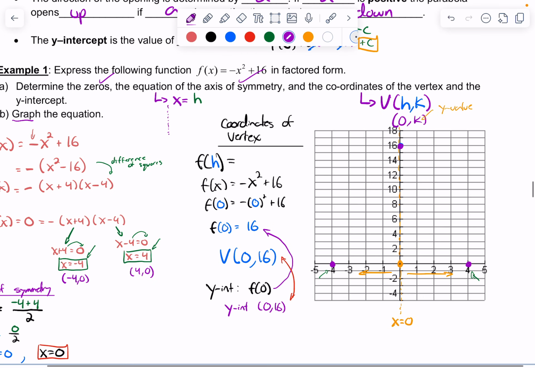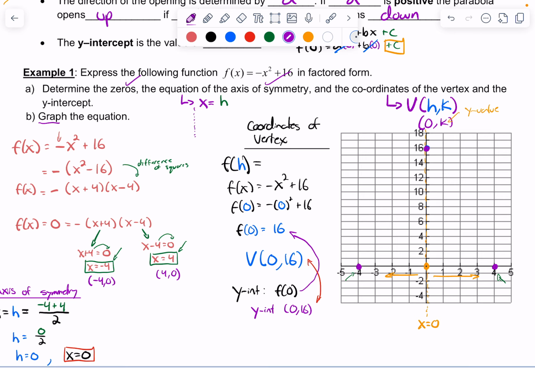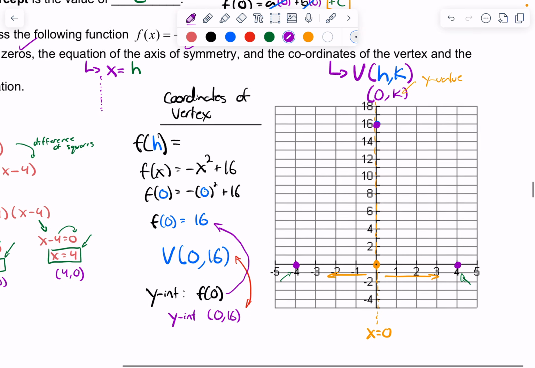And now to graph it, it's just connecting the intercepts together. The vertex and the intercepts. So you just connect your intercepts and your vertex. Keep in mind your arrows. There you go.